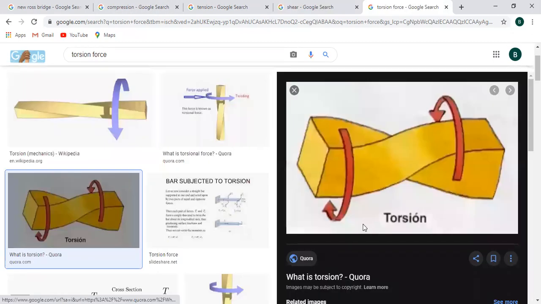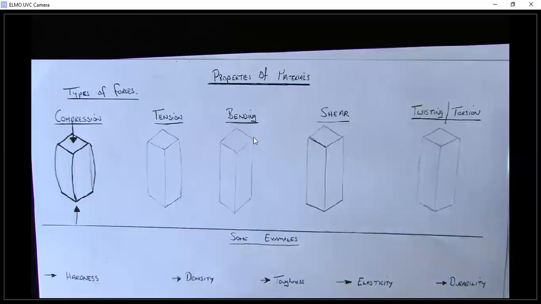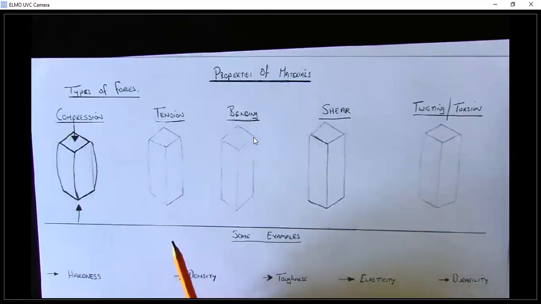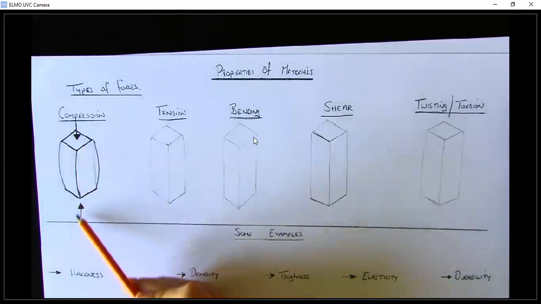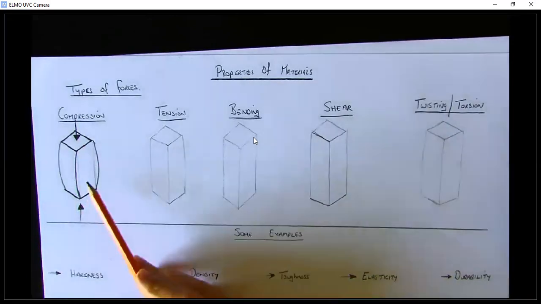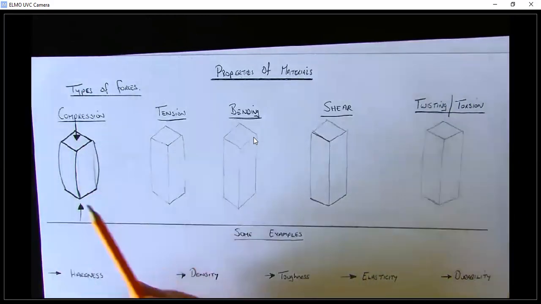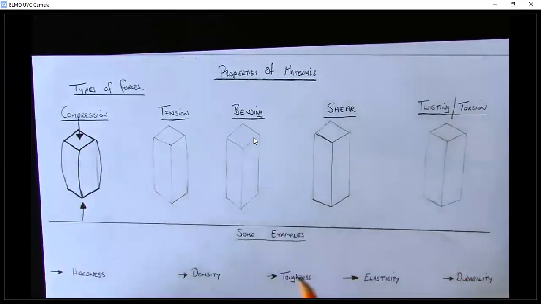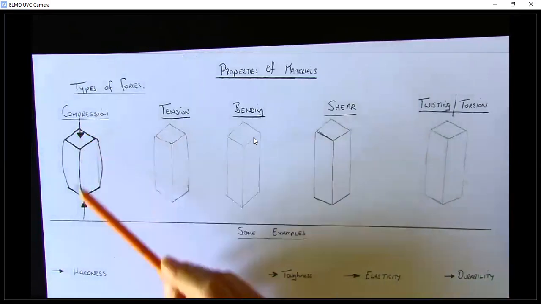We'll just come back to our A3 page. So we're going to sketch these out now. The first one is compression. You can see my arrows here are showing the direction, or the type of force that's coming on this block. It can be a block of anything, wood, metal, whatever it is, it doesn't matter. So the force is coming from the top down and from the bottom up.